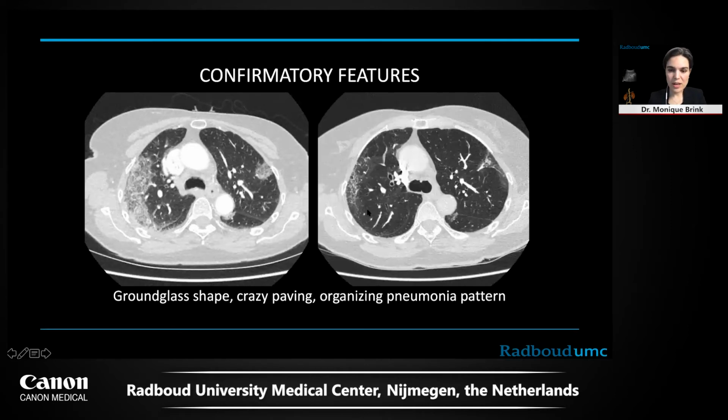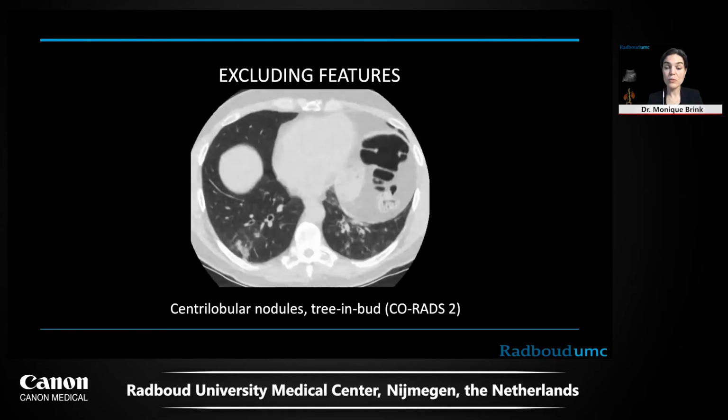This is the same patient, leaving you with less ground glass, but the reticulation is still present, and including some banding, and other features such as organizing pneumonia pattern. If you don't have typical or confirmatory features on CT, it's also helpful to look for features that help you to exclude COVID-19 in patients with suspicion of pneumonia. For instance, in this patient with centrilobular nodules and tree-in-bud resembling bronchiolitis, which is not typical for COVID-19. The same holds true for segmental or lobular consolidations, which are not typical either.